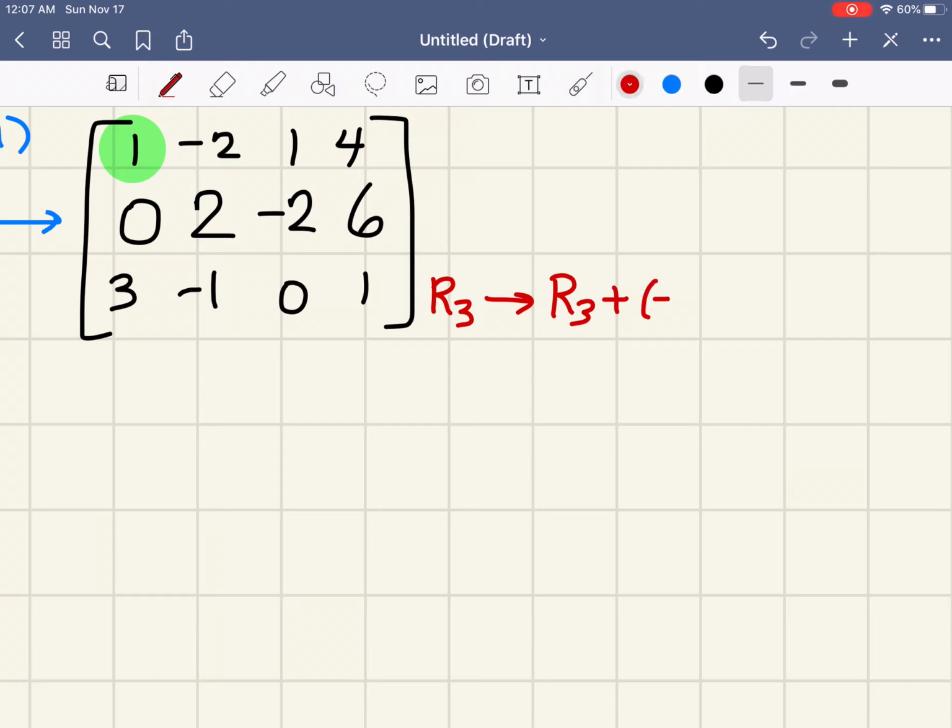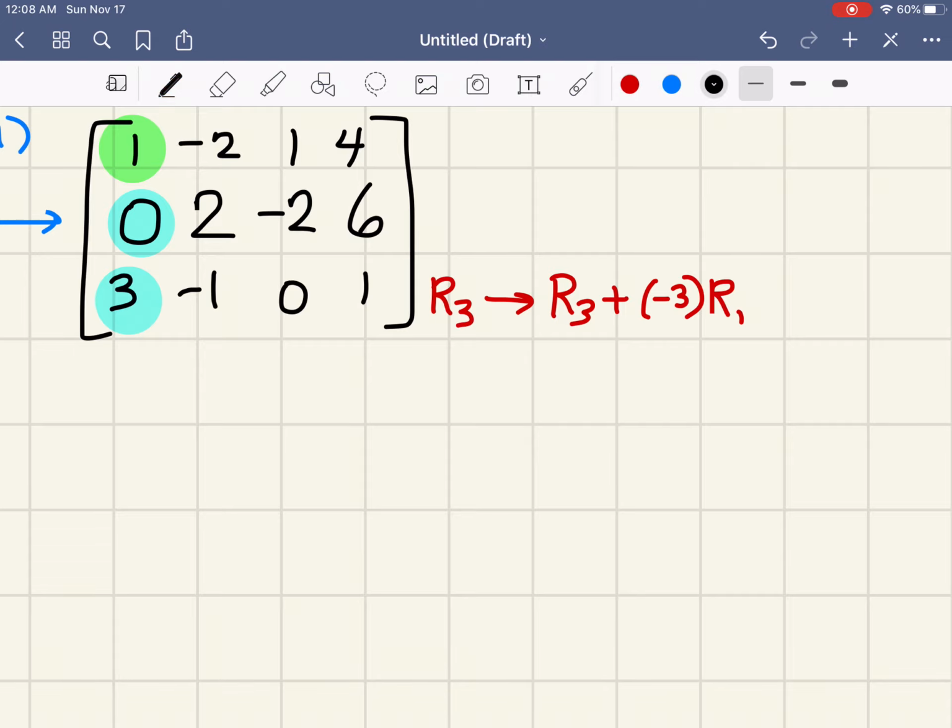And why do I do that? Because if I do that, a negative 3 times this leading 1, when I add it to this positive 3, they're going to cancel out and get me 0. And that 0 is my goal, right? I want to turn this into 0, which is already done, and I also want that to be 0. So doing this will take care of that.